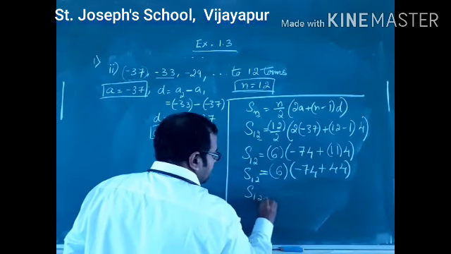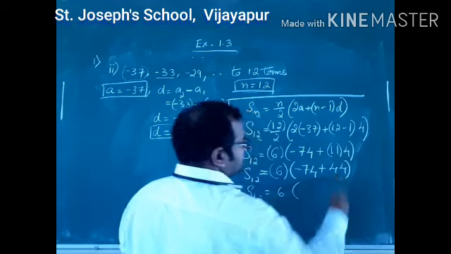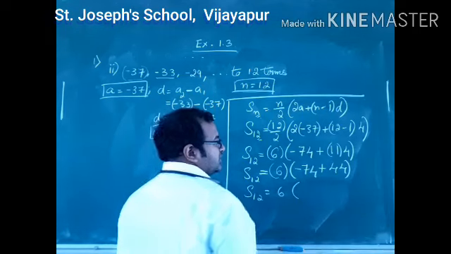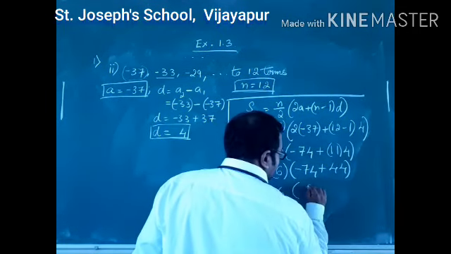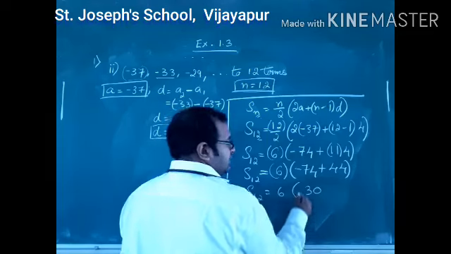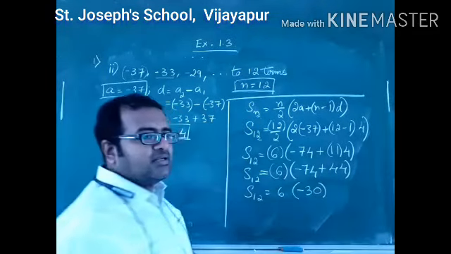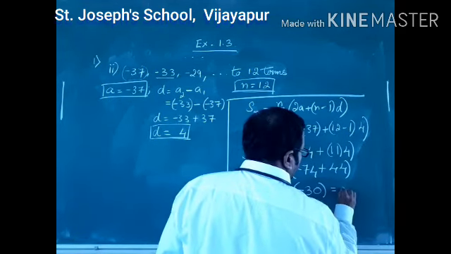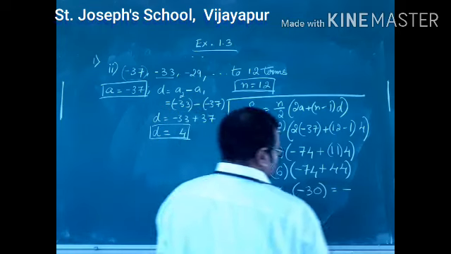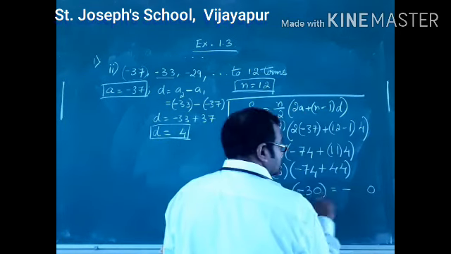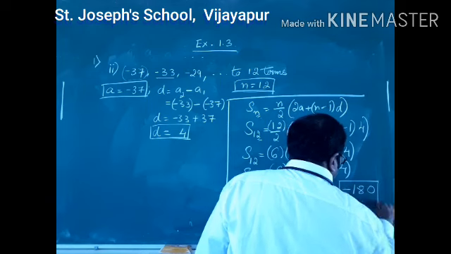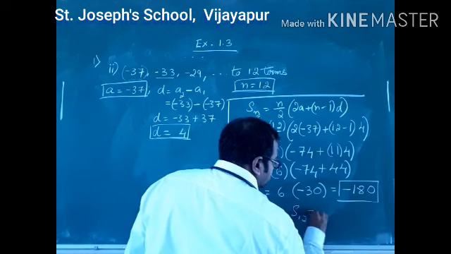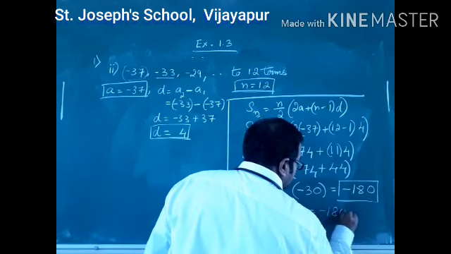Next, S12 is equal to 6 into minus 74 plus 44. It's a difference because they are opposite signs. We have to subtract. So from 74, if you remove 44, the answer is 30. The bigger number's sign is minus, so the answer gets the sign of the bigger number. Here it's a positive number into a negative number, so the product must be negative. 6 into 30, zeros are 0, 6 3s are 18. So the answer is 180. Therefore, the sum of 12 terms is equal to minus 180.